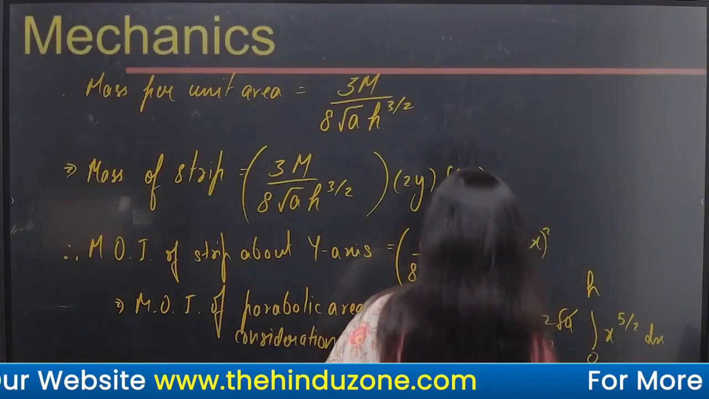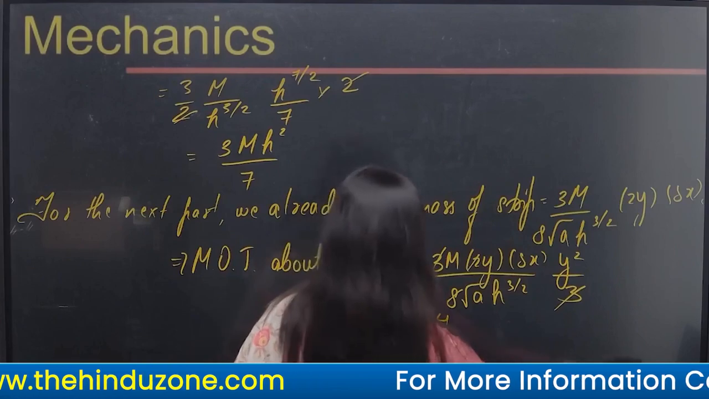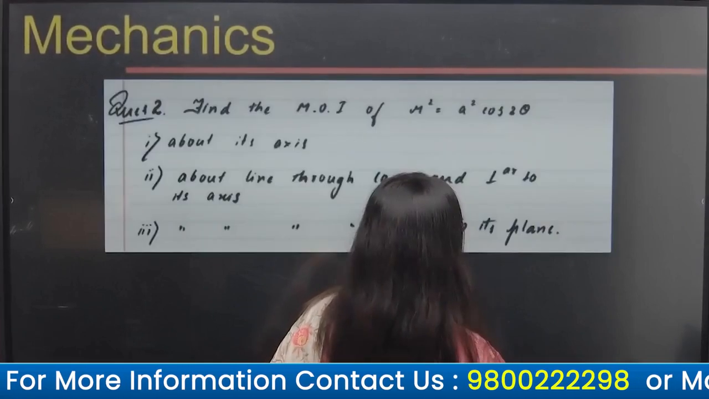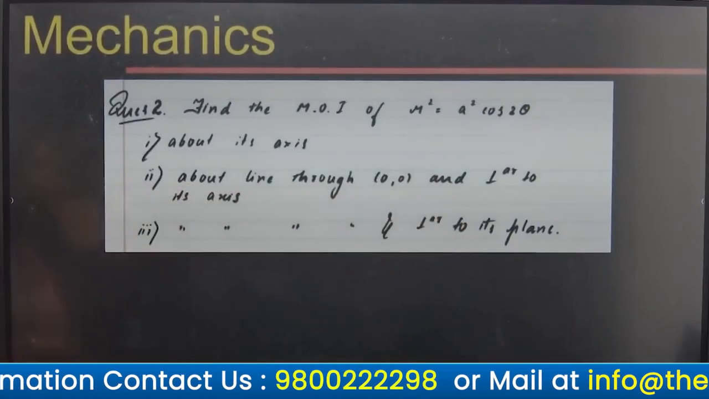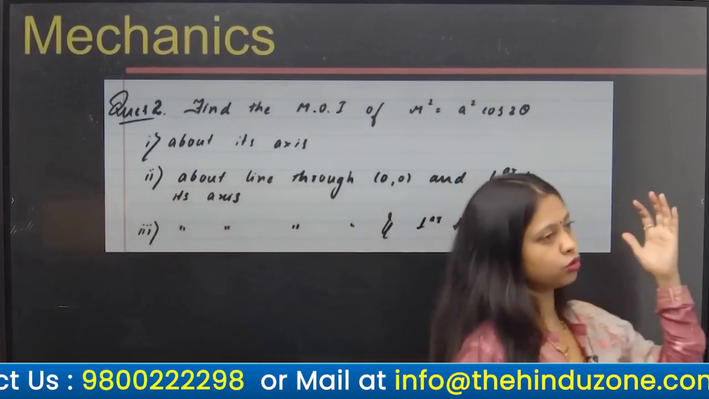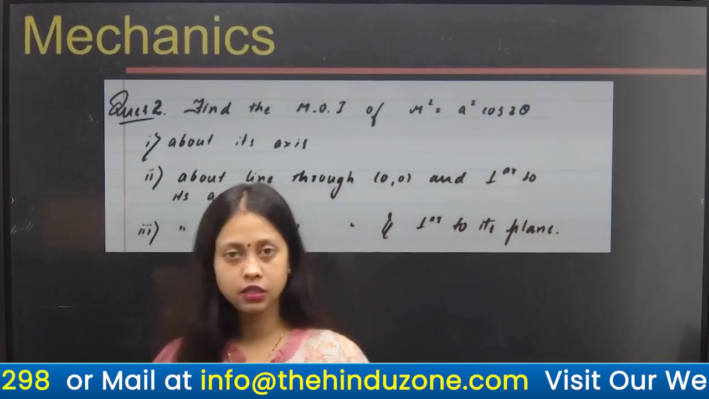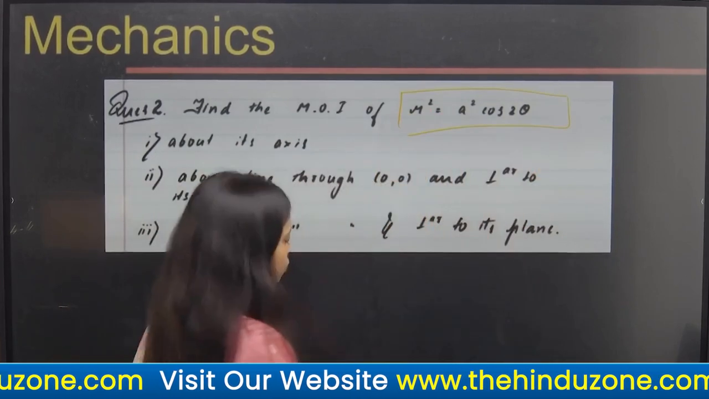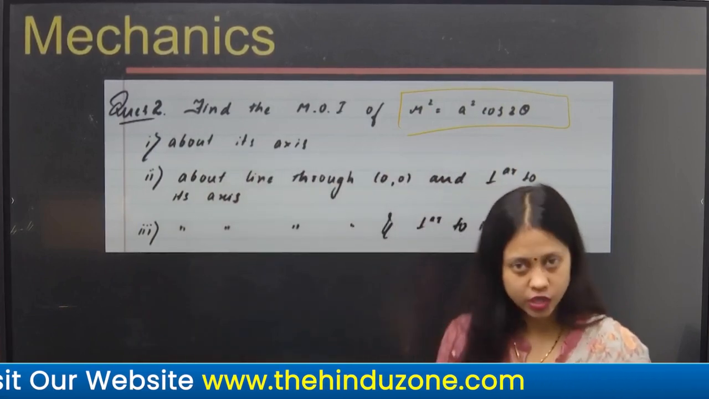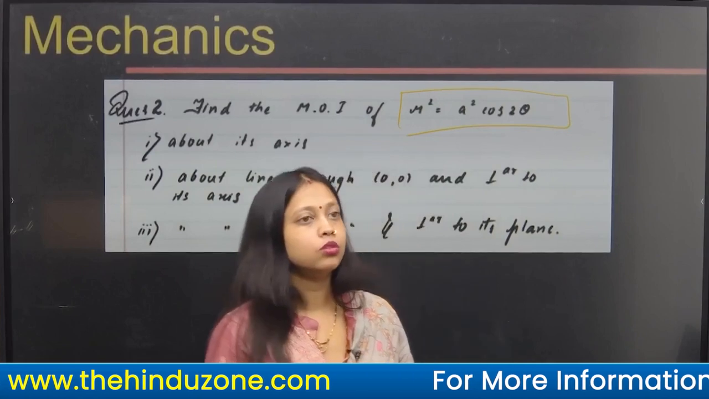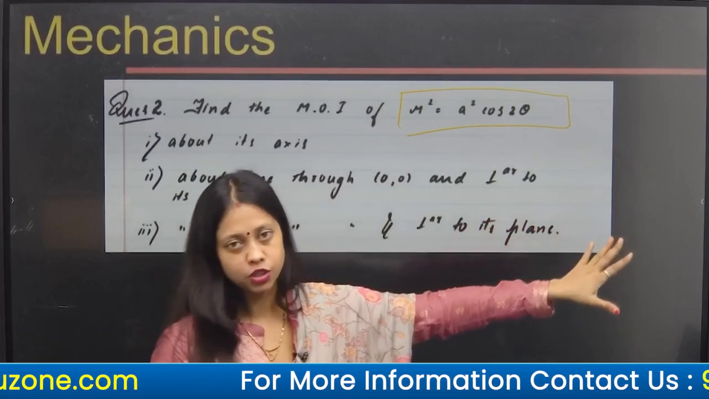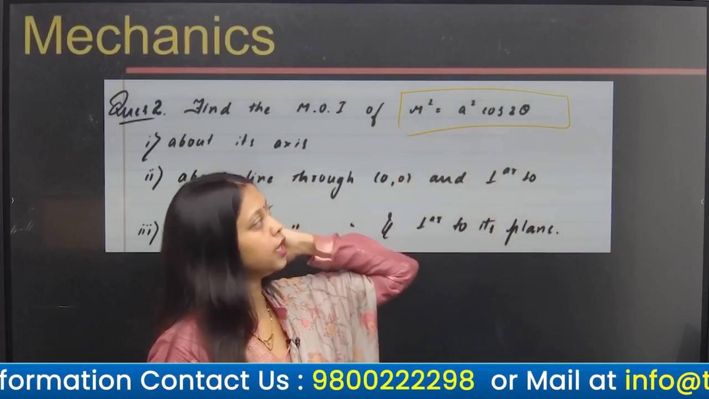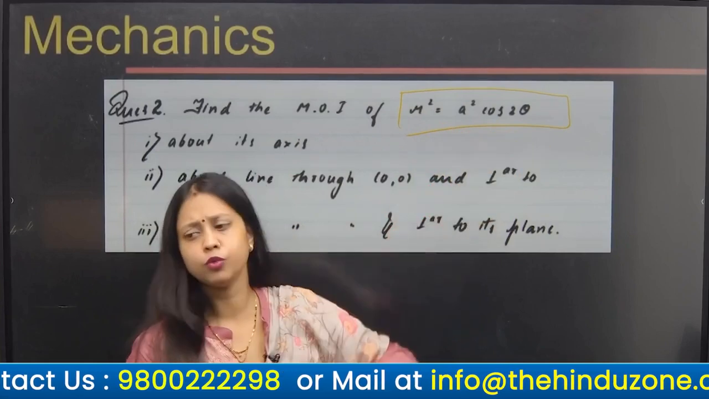Next, let's see one more question. Find the moment of inertia of r square equals a square cos 2 theta. In double and triple integration, you might have seen this. Also, you should know some standard equations in the polar form. You might have seen this in double integration in polar coordinates. So you must know these basic structures. If not, we can draw that also, no problem at all.